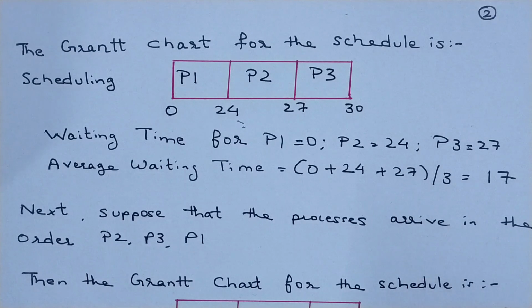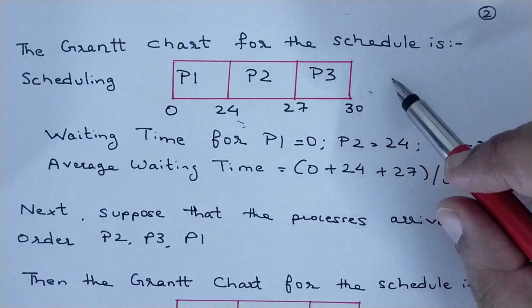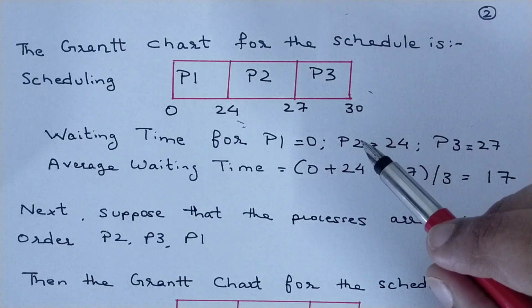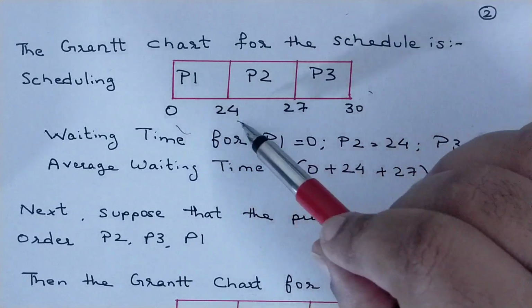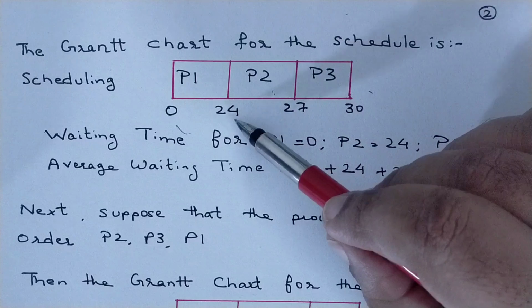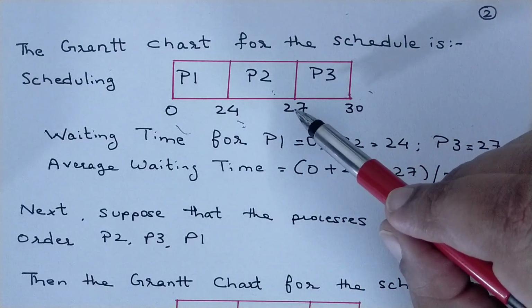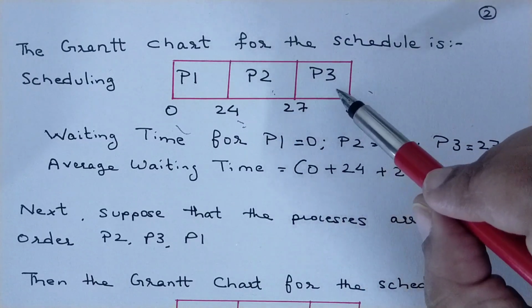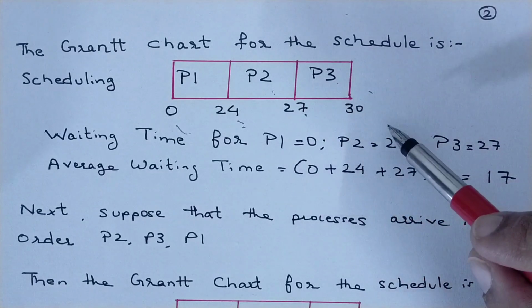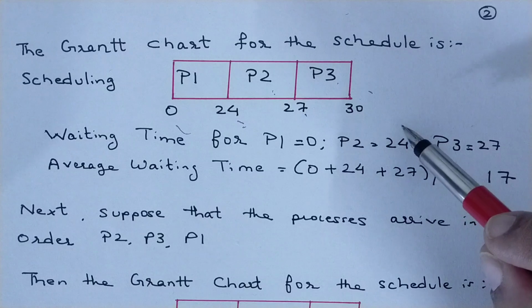Suppose processes arrive in the ready queue in the order process P1 followed by P2 and P2 followed by P3. I have described a Gantt chart for this schedule as follows. In this Gantt chart, process P1 arrives at 0 milliseconds and gets executed for 24 milliseconds by the CPU. Then process P2 arrives at 24 milliseconds and gets executed for 3 milliseconds. And lastly, process P3 arrives at 27 milliseconds and is executed by the CPU for 3 milliseconds.